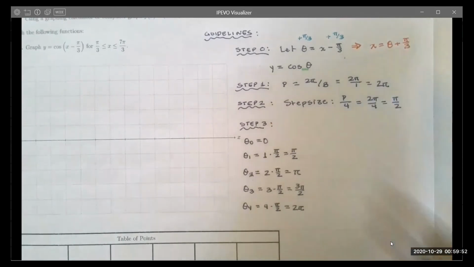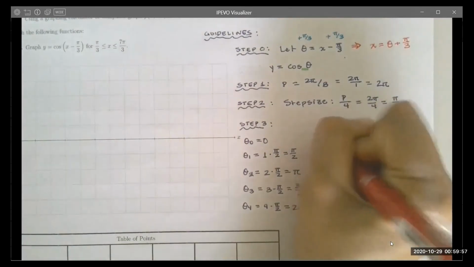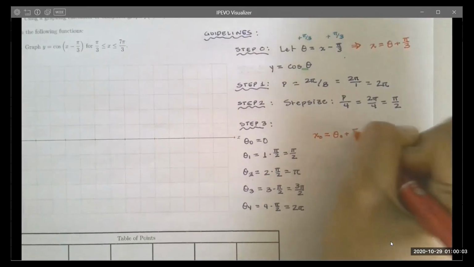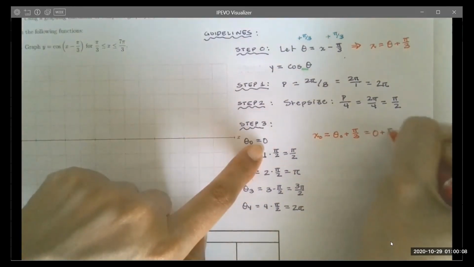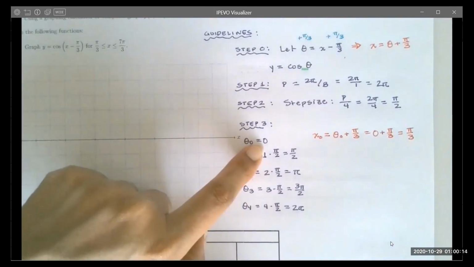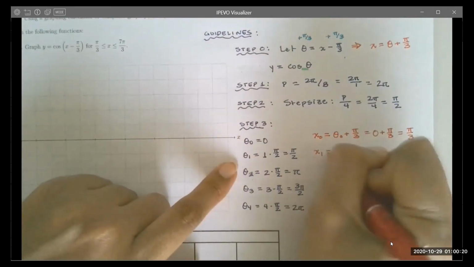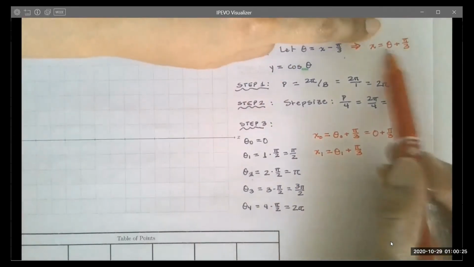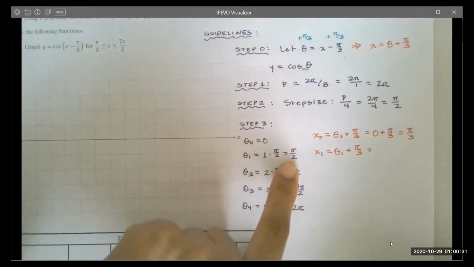So now with this general formula, we can find the important x values. x0 is going to be theta 0 plus pi over 3, and theta 0 is 0. So we get 0 plus pi over 3, which is pi over 3. And that'll be the first important x value. Then the next one, x1, will be theta 1 plus pi over 3. Again, this is just the formula. Theta 1 we found to be pi over 2.